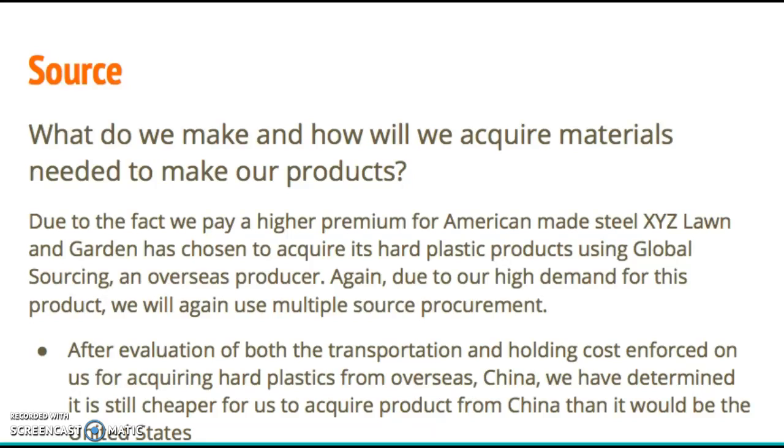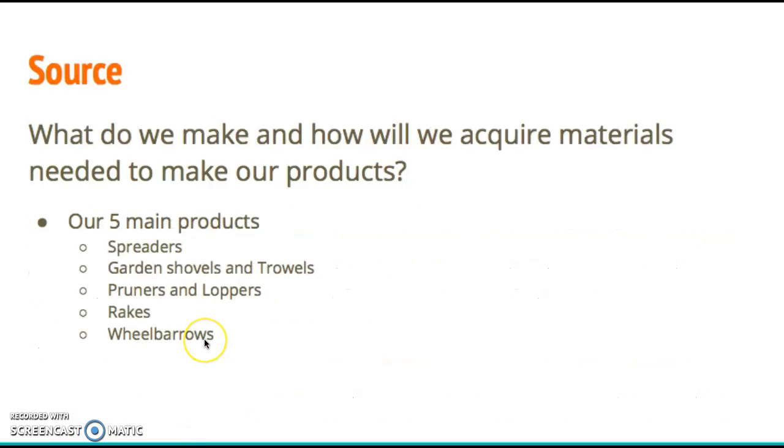Due to the fact that we pay a higher premium for American-made steel, XYZ Lawn and Garden has chosen to acquire its hard plastic products using global sourcing, an overseas producer. Again, due to our high demand for this product, we will use multiple source procurement. The 5 main products that we produce are spreaders, garden shovels and trowels, pruners and loppers, rakes, and wheelbarrows.